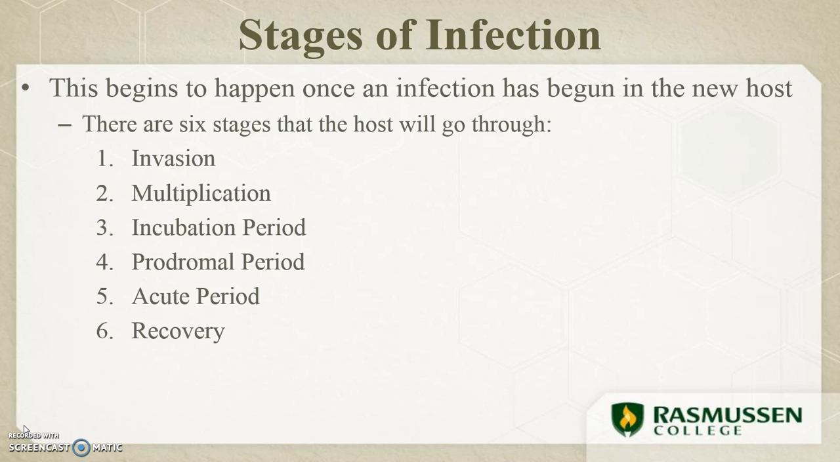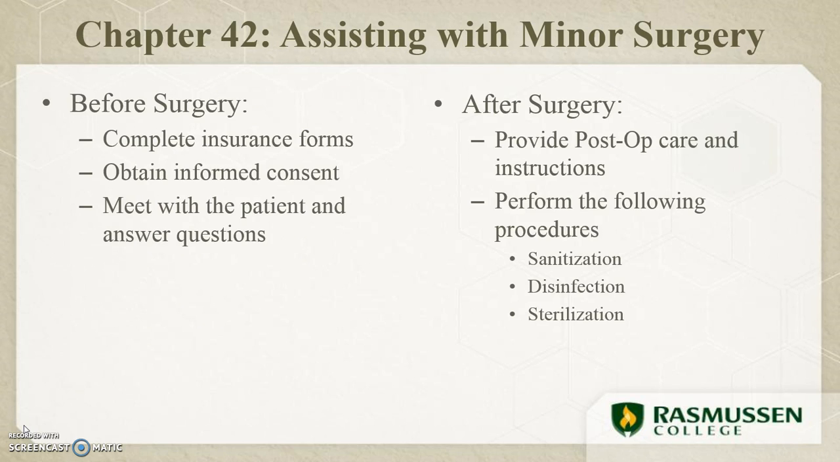Stage 4 is what we call the prodromal period. It's when your first mild signs and symptoms start to appear. This is the most contagious stage out of all of them. After that, you have your acute period, where your signs and symptoms are very evident and they're the most severe. And finally, you have the last stage, which is your recovery period, where your signs and symptoms are starting to subside. All right, so that's chapter 34 in a nutshell. Let's move on to chapter 42.